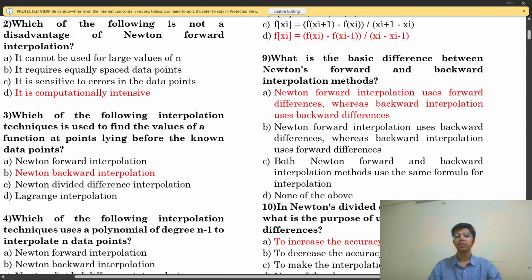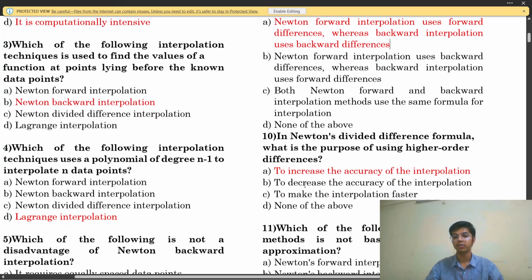Now what is the basic difference between Newton's forward and backward interpolation method? So the basic difference between Newton forward and backward interpolation is option A. Newton forward interpolation uses forward difference, while backward interpolation uses backward difference. While in other options different things are given here, like Newton backward interpolation uses backward difference, which is not true. Both Newton uses same formula for interpolation, which is neither true.